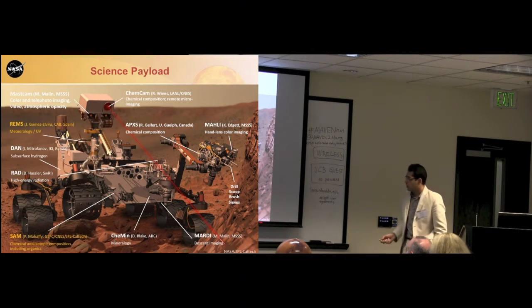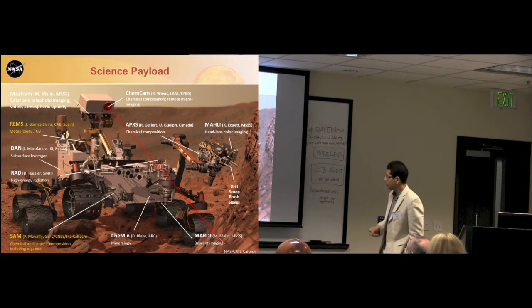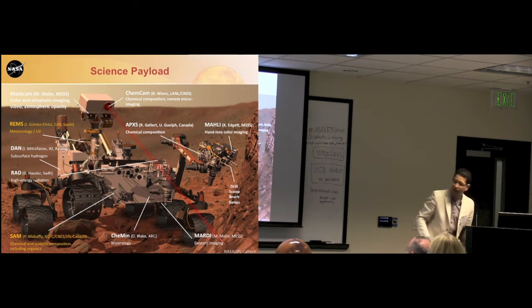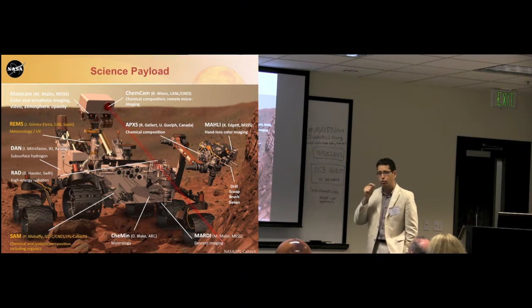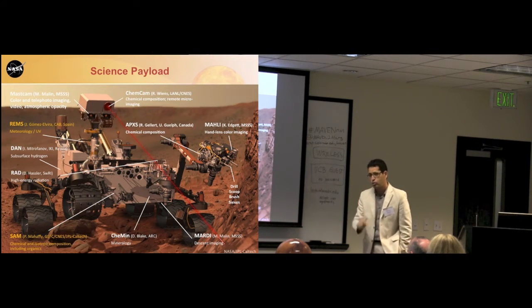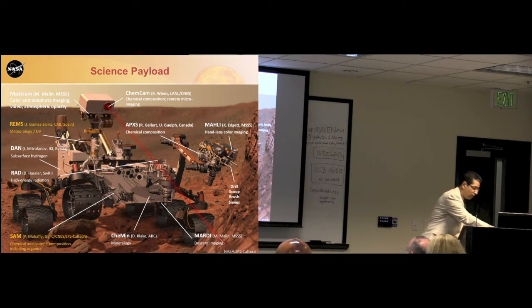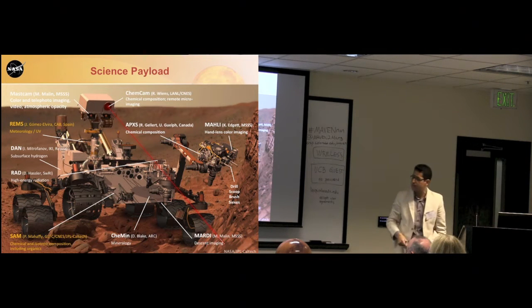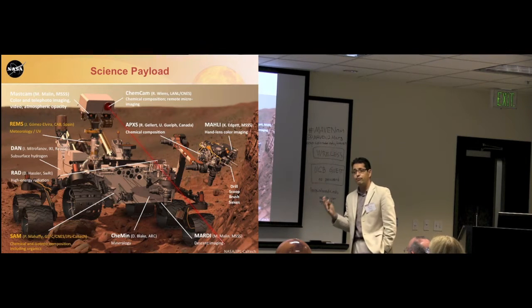The MARDI camera is a descent imager that provides all the descent imagery from when MSL was doing the entry, descent, and landing. And the MAHLI is basically a small microscope that allows us to focus very close to a rock and get very high resolution images of a sample. Then you have instruments that basically assess the environment.